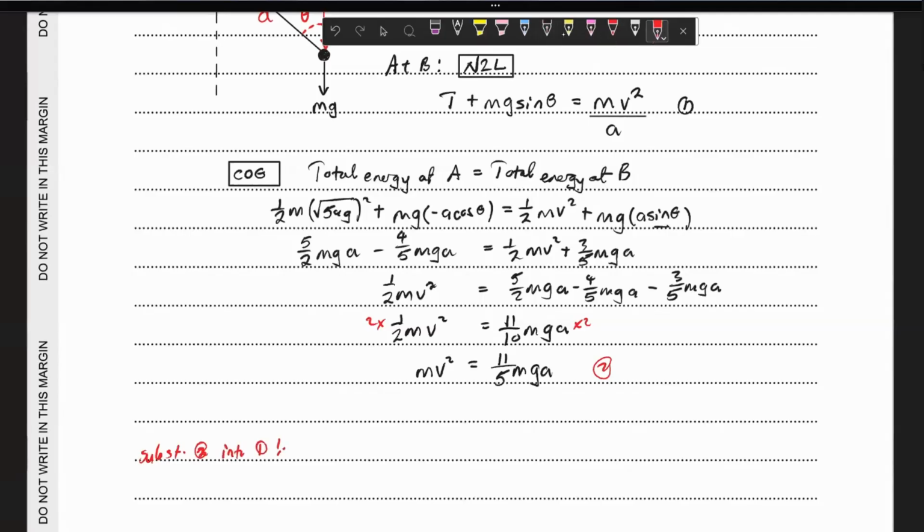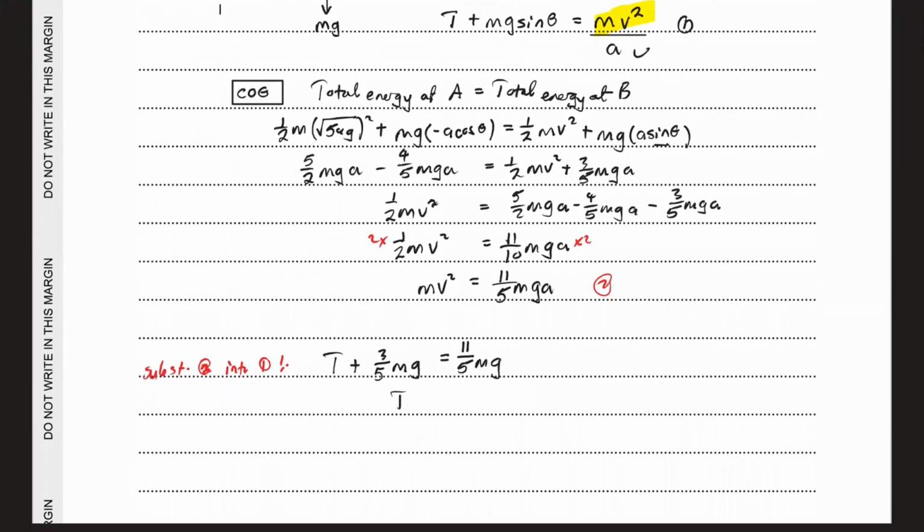Okay, equation 2 into equation 1, where on equation 1 we had T is equal to mg sine theta. Okay, so T plus mg sine theta, which is like 3/5 of mg. Remember, sine theta is 3/5, is equal to mv squared. On top here we've got mv squared. So mv squared is 11 over 5 mga, so basically we have 11 over 5 mga over the a that's already there. So they cancel out. So eventually we're just left with 11 over 5 of mg.